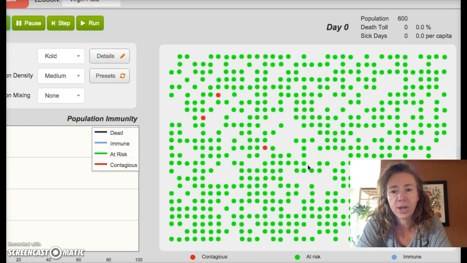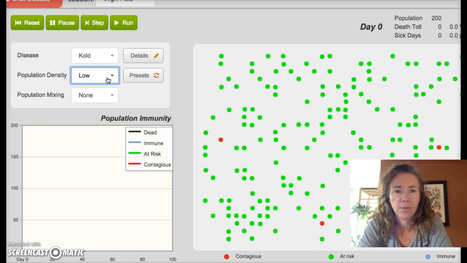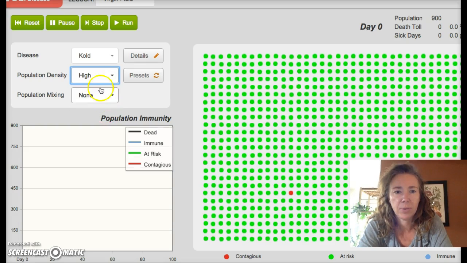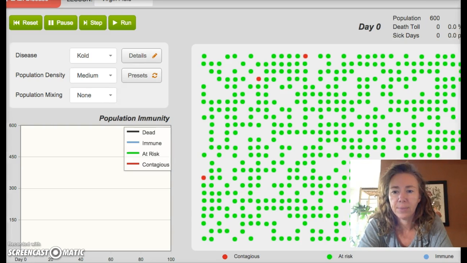And in this simulation, we're going to start off by making some predictions. Right now, here's the disease, the cold, that we are going to be investigating. And our population density is medium. We've got about 600 people, but we can change that over here if we want to give them a fewer number of people or a higher number. We'll just make sure that we change that on our data table.